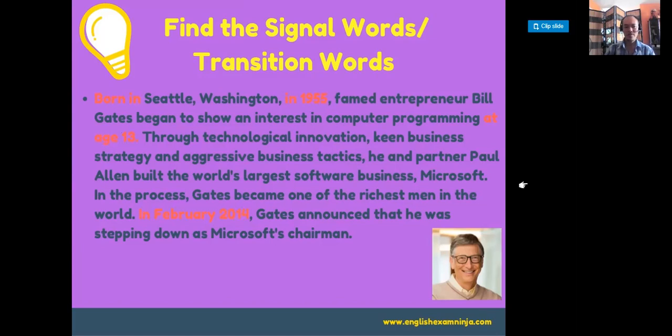Okay, so we have born in, actually just the word in, Seattle, Washington; in 1955; at age 13; and in February 2014. So these are items that tell when major events happened in the life of Bill Gates.